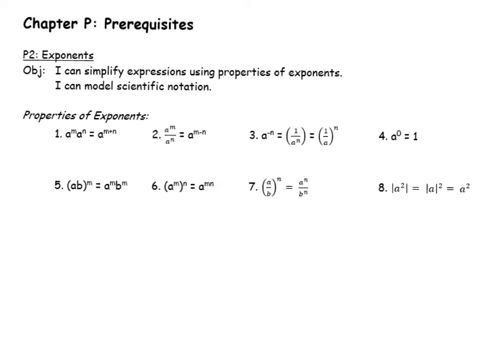There are 8 fairly common properties of exponents. You're going to want to know all 8 of these. The most common ones are first, if you have the same base with different exponents and you're multiplying the bases, notice you add the exponents to combine them. So when you multiply bases, you add exponents. Property 2, when you divide bases, you subtract. So the opposite operation.